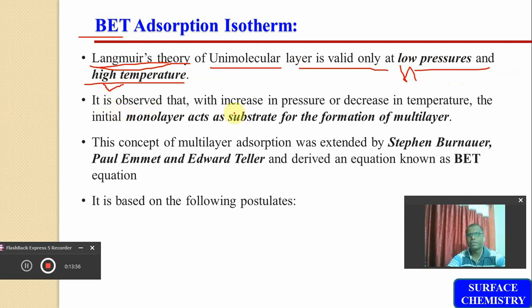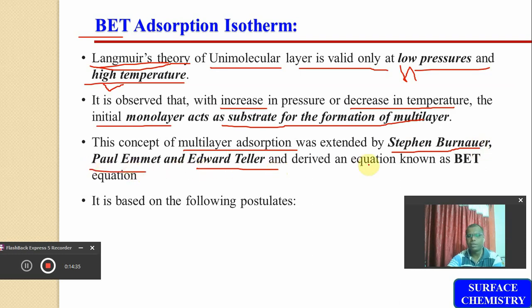It is also observed that with increasing pressure or decreasing temperature, the initial monolayer, meaning the first layer, acts as the substrate for the formation of another layer, or for the formation of multilayer adsorption. It means that there will be the deposition of one layer over the earlier layer. The earlier layer acts as the substrate for the formation of another layer or the multilayer. This concept of multilayer adsorption was extended by the scientists Stephen Brunauer, Paul Emmett and Edward Teller, who derived a particular equation, called the BET equation.